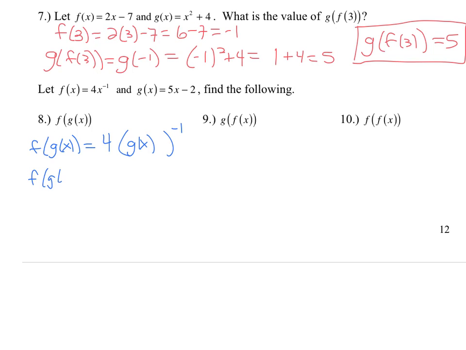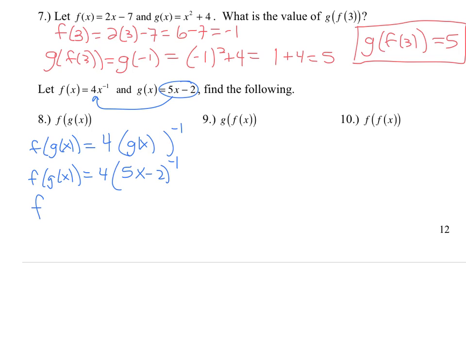So f of g of x. Well, g of x is 5x minus 2. So I'm going to take this and put it in place of the x in the f function. So I'll get 4 times the quantity 5x minus 2 to the -1st power. So I've taken my g of x function and I've substituted it into f of x in place of the x. I kept everything else about f the same, 4 times this quantity, which is now 5x minus 2 to the negative first power.